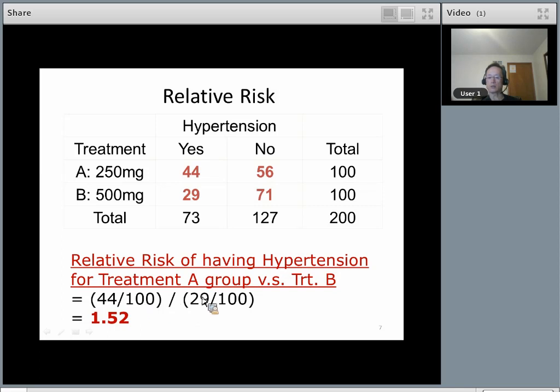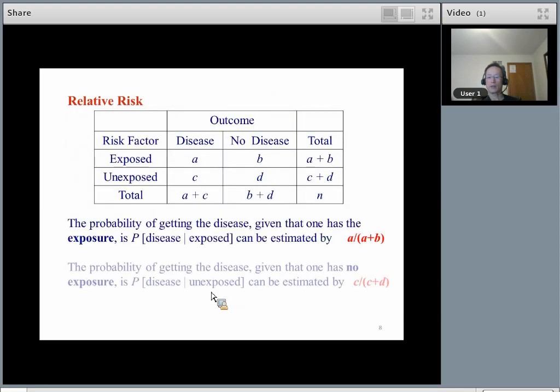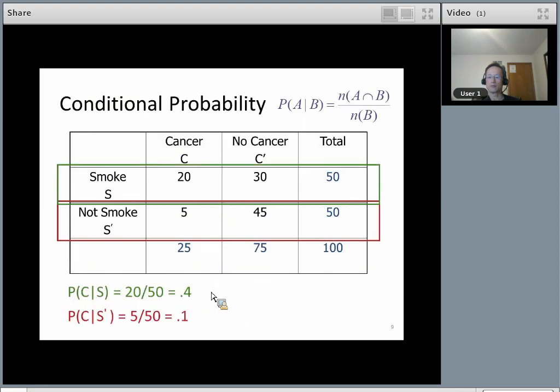Relative risk is, yes? Have a question? Okay. Probably just turn on the microphone.